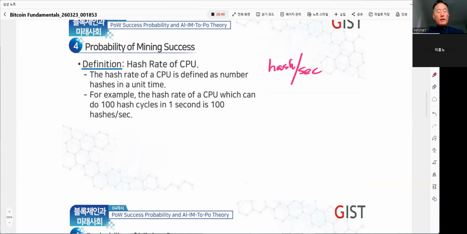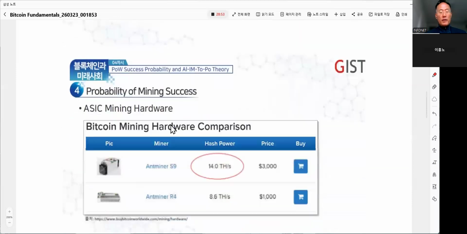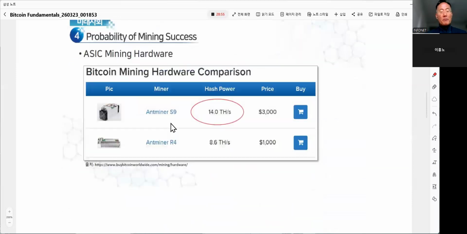Hash rate. That's what we are looking for. For example, the hash rate of a CPU, which can do 100 hash cycles in 1 second, is 100 hashes per second. And there are mining machines which are extremely fast.